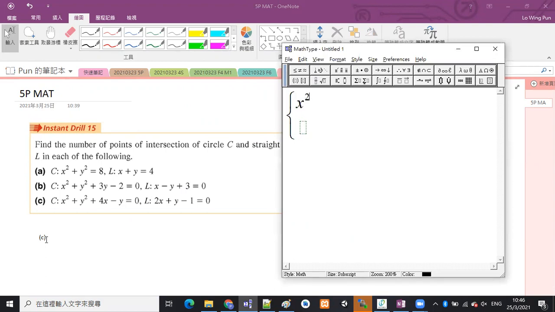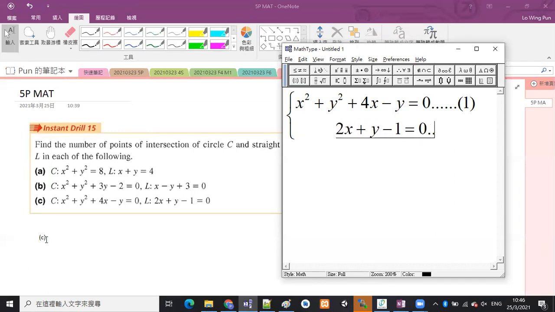Letting the C, that is x squared plus y squared plus 4x minus y equals 0, be equation 1, and then the equation of L, 2x plus y minus 1 equals 0, be equation 2. Because we want to find the intersection point, we are always solving the simultaneous equations. Which equation shall we start with? Yes, equation 2. We always start with the equation without square terms. So that is equation 2 in this question.